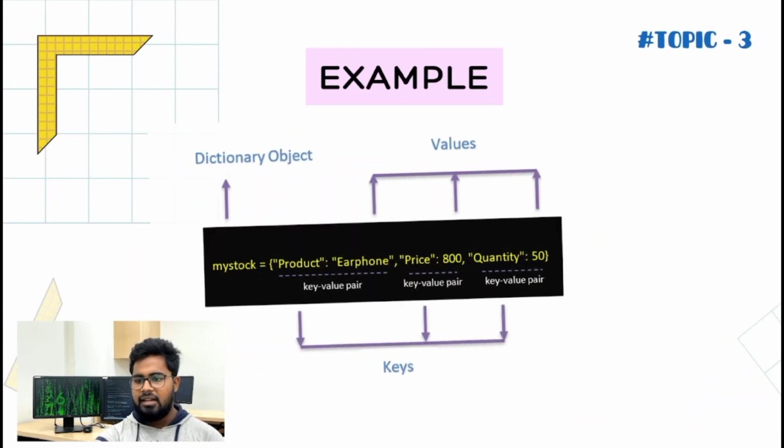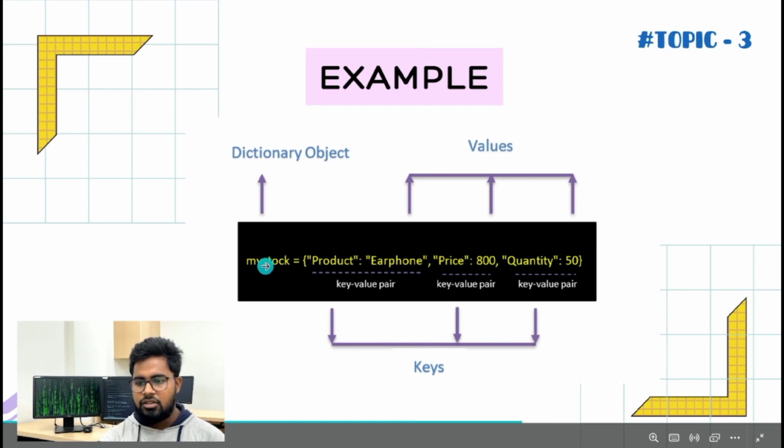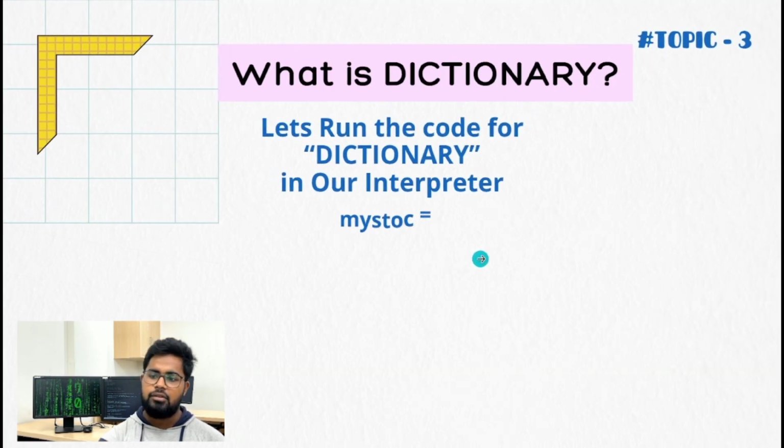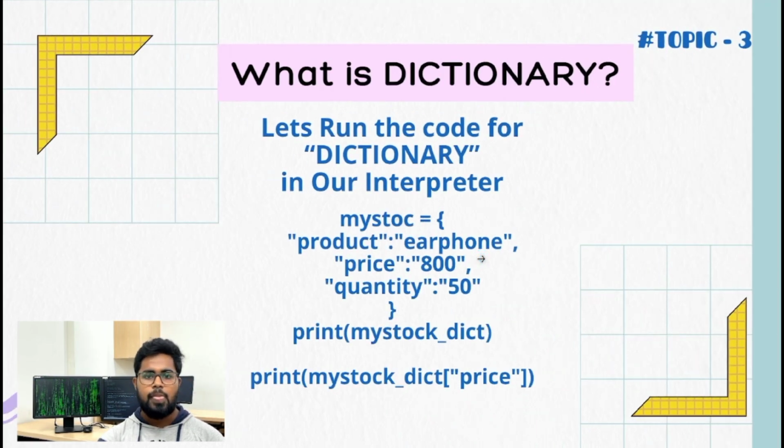Then here is an example of the dictionary. This is the object of the dictionary, and product is my key, and earphone is my value, price is my key, and 800 is my value. So let's run the code.